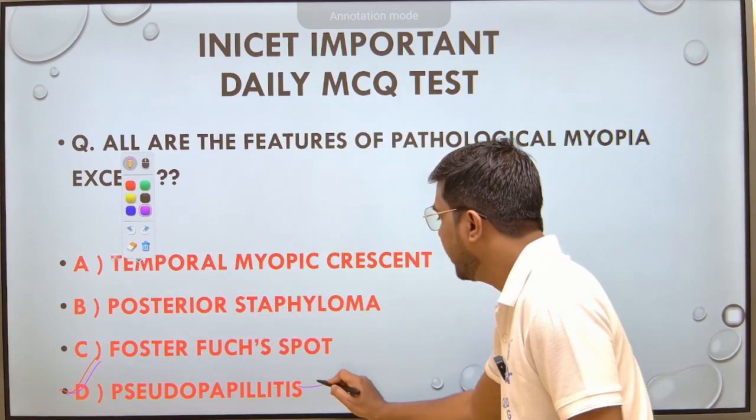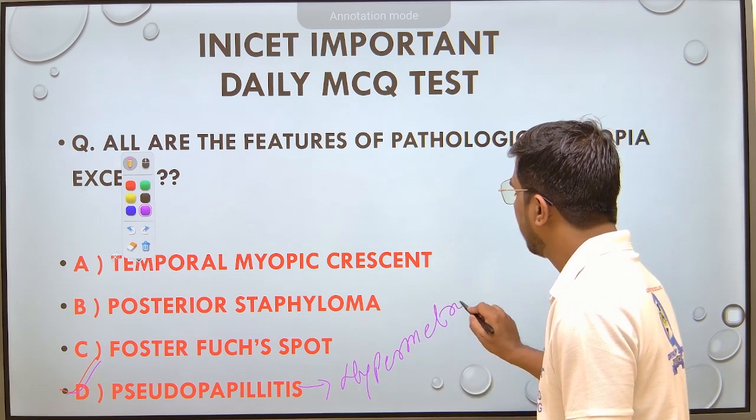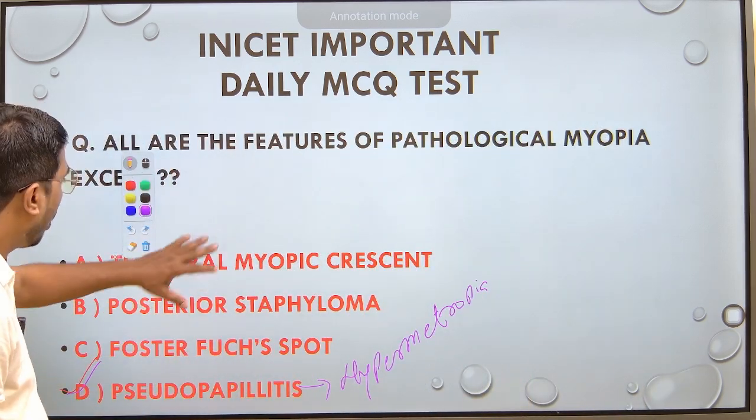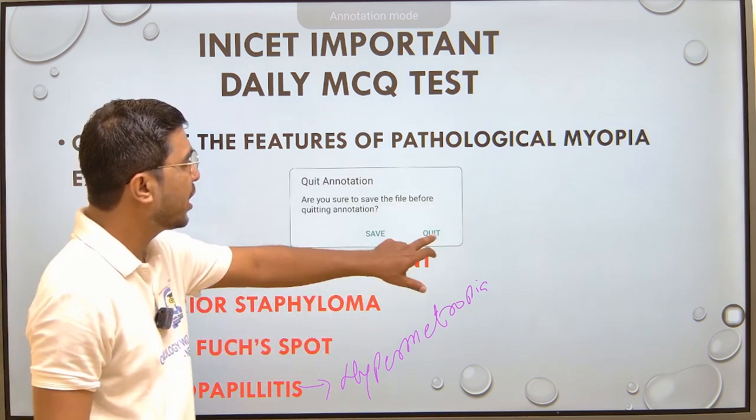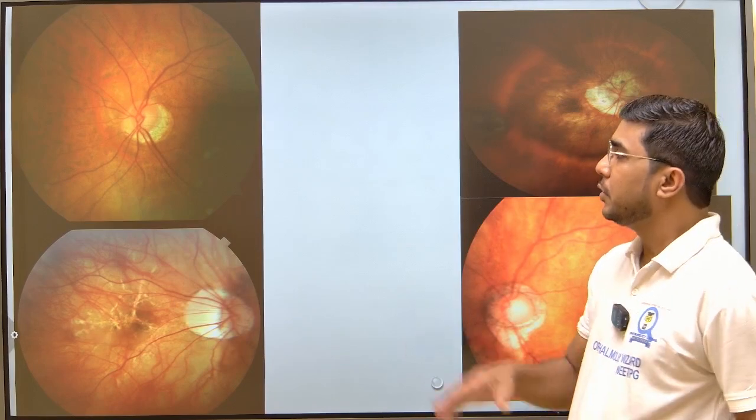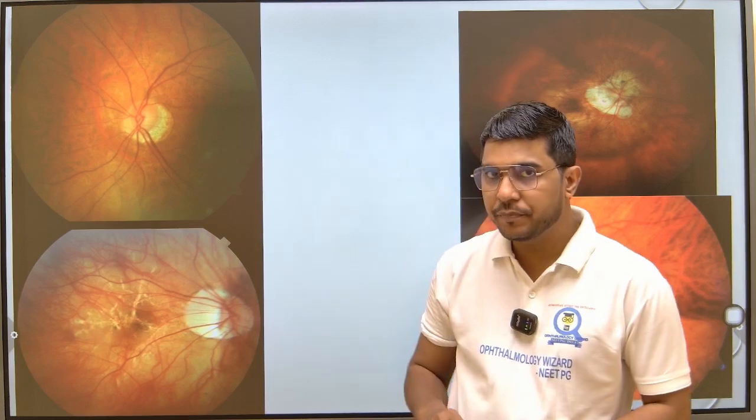It is found in hypermetropia. Now it's very important to understand what all these options are. So let me take you here: these four features are very important features of pathological myopia.